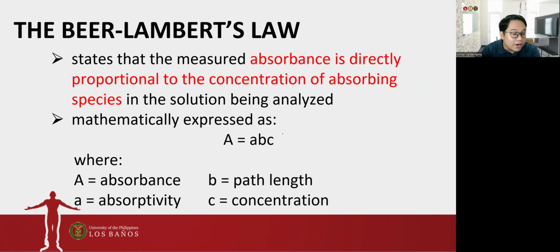So doon sa ating Beer-Lambert's law, it states that the absorbance, which is the capital A, is directly proportional to the concentration, which is the small letter c. But there are certain factors that may affect this relationship. So ito yung ating absorptivity, which is unique to the absorbing species, and the path length, which is dependent on the dimension of your sample holders.